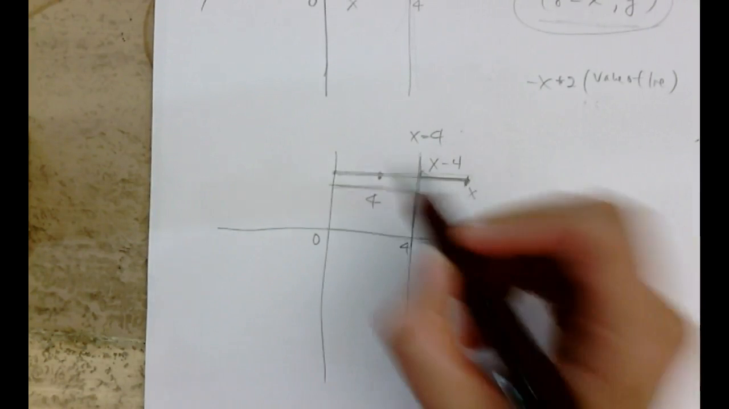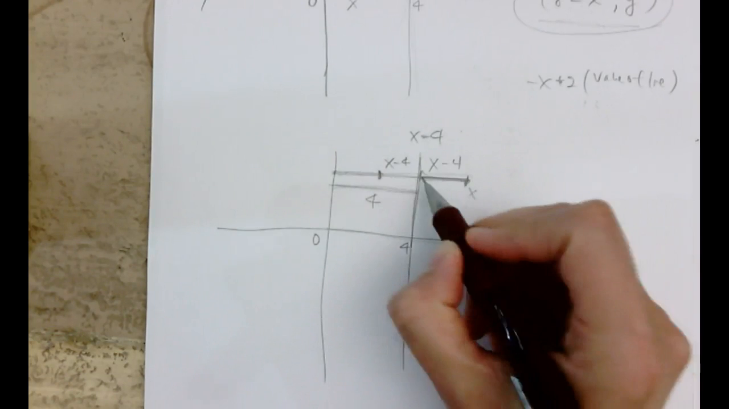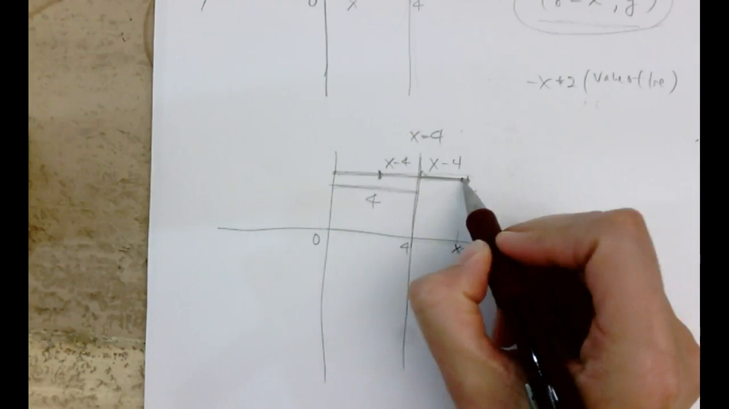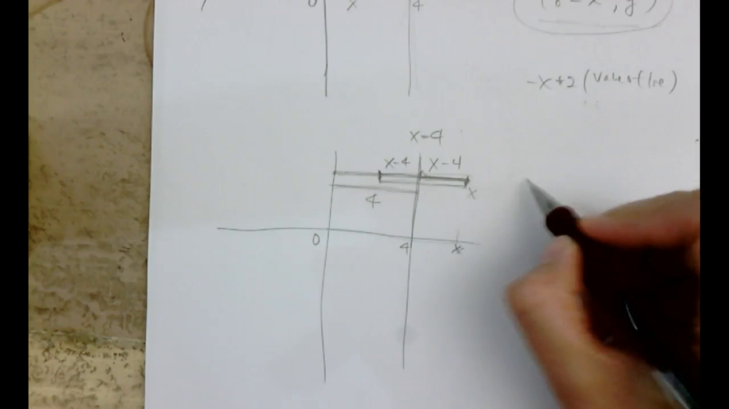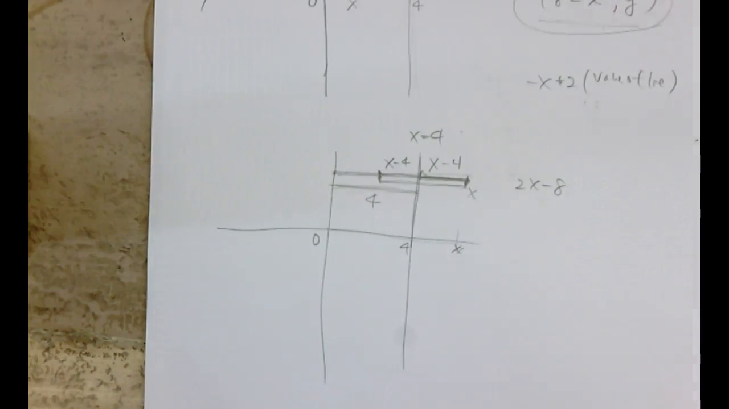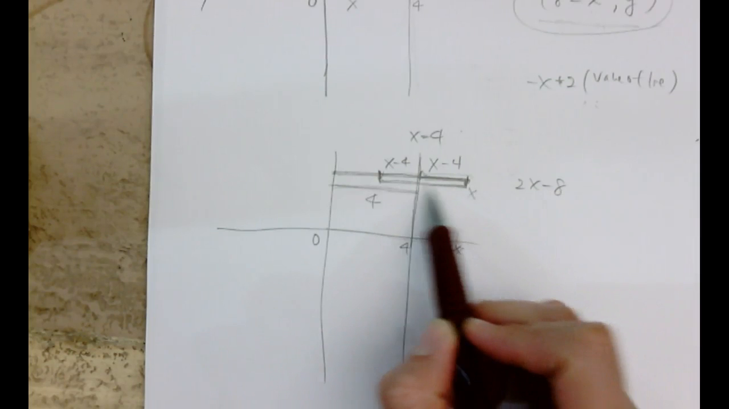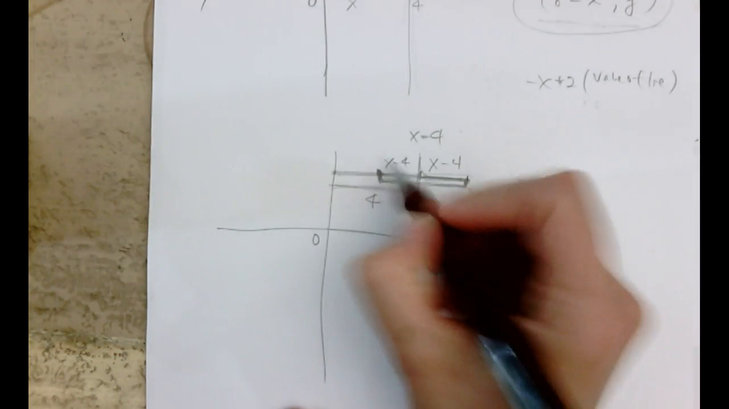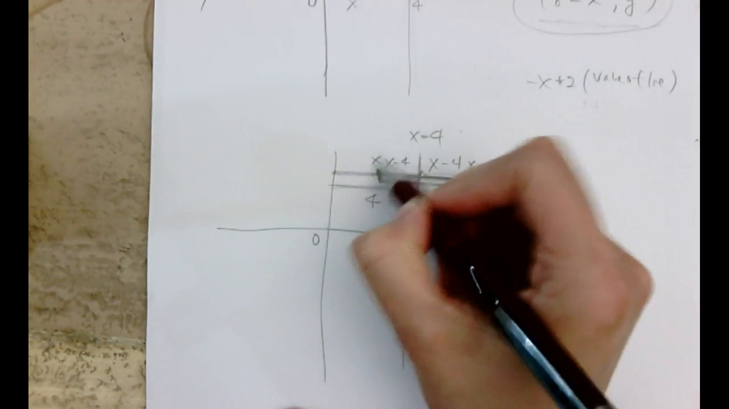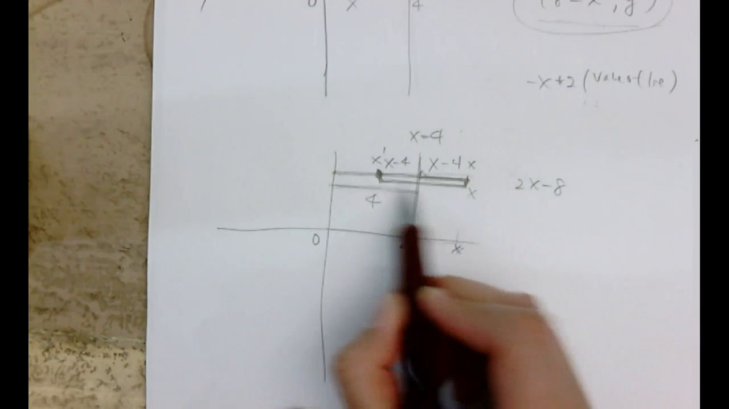And this right here is also x minus 4, because it should have the same distance from here to here and here to here. So this whole distance right here is 2x minus 8. But we are looking for the coordinate of this. This was x and now this is x dash. We are looking for the coordinate of this. We don't want this whole thing.